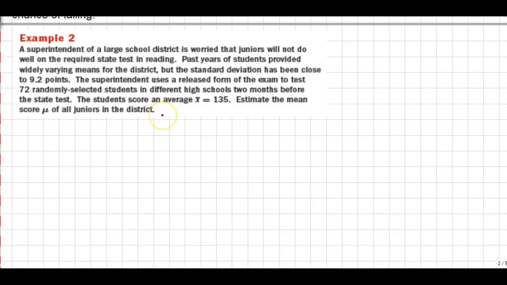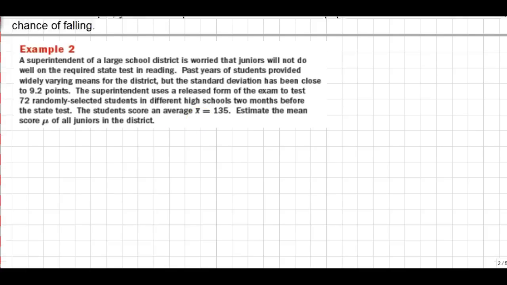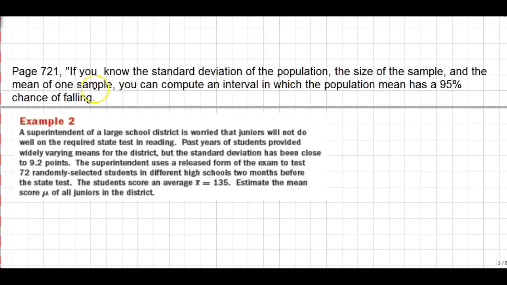Now there's a problem with this question. It doesn't tell us at what confidence interval we're studying. So I found in the book a really important quote that we need to look at. When you know the standard deviation of the population, the size of the sample, and the mean of one sample, you can compute an interval in which the population mean has a 95% chance of falling. So pretty much 95% is the rule of thumb that you're going to use, assuming that they give you enough information to calculate it. So we're going to go ahead and do a 95% confidence interval here.